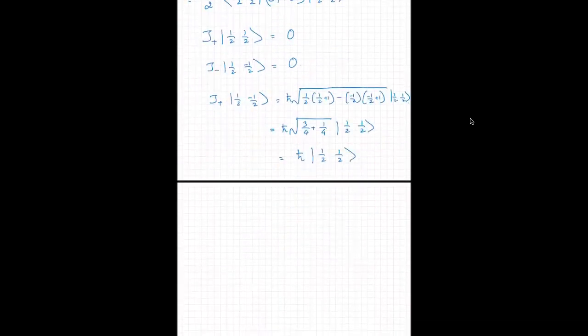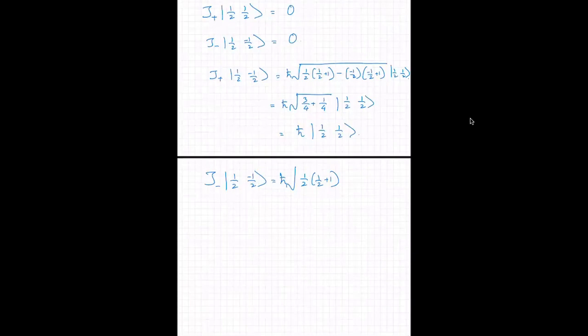Similarly, let us calculate J minus acting on |1/2, -1/2>. So this is again H bar times square root of J into J plus 1 minus M into M minus 1. So J minus of this, plus 1/2 minus M into M minus 1, so 1/2 minus 1, 1/2 minus 1/2.